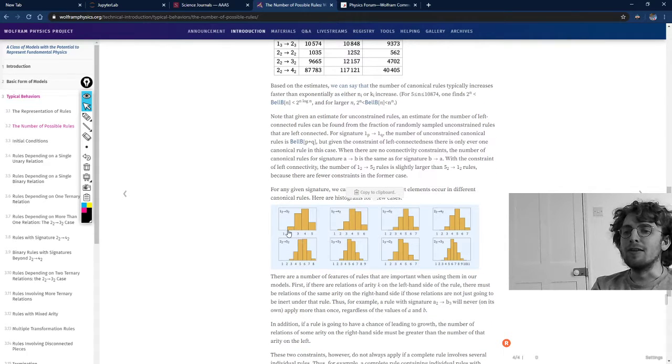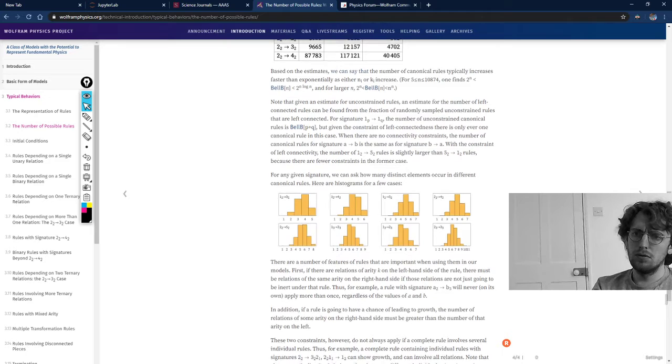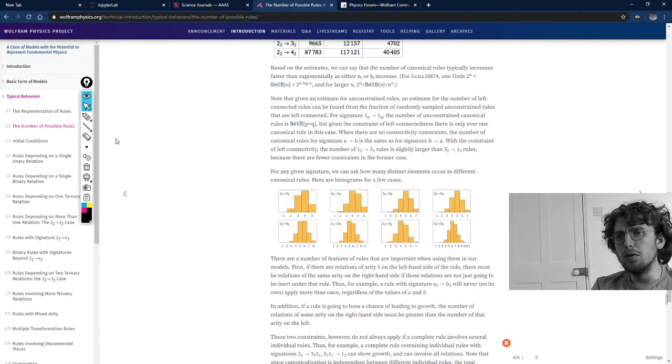Oh, that's interesting. How many distinct elements occur? Why can't one occur? So I'm just going to add up the top numbers and the bottom numbers. So this would be 4 and 4. This would be 5 and 4. 6 and 4. 6 and 4.